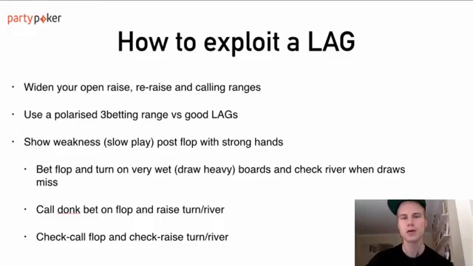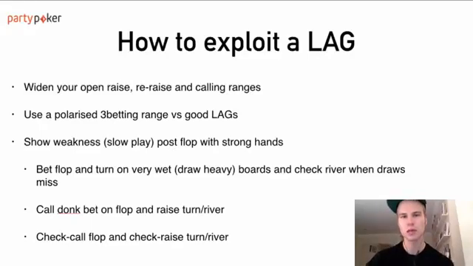Let's have a look at how you can exploit a loose-aggressive player. First of all, you want to widen the range of hands which you play for value. This means which hands you open raise with, re-raise with, and call with. To give you an example, say you've seen an opponent bet 3 streets with second pair. You can easily widen your calling range down to all top pairs against this player.